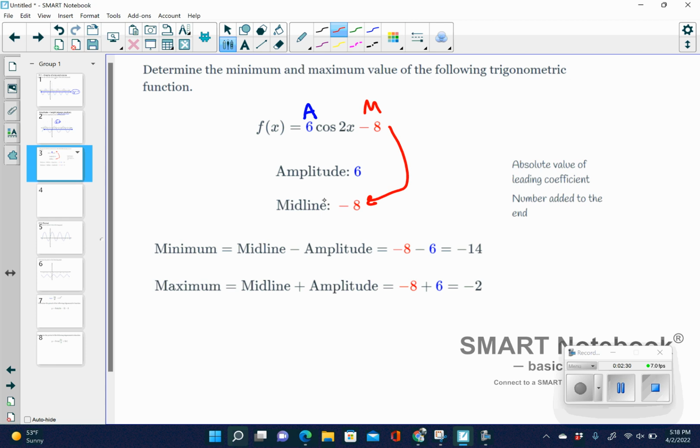Once you identify that, then you just have two formulas. To find the minimum, you just take the midline, which is -8, and you subtract the amplitude, which is 6. So -8 minus 6, you can use your calculator, is -14. So there's your minimum. And then for your maximum, you just do the midline plus the amplitude.